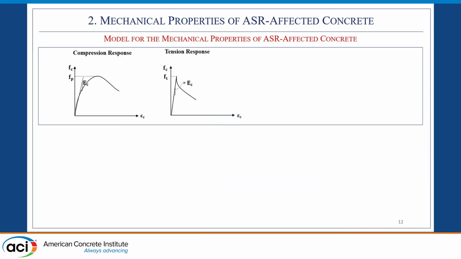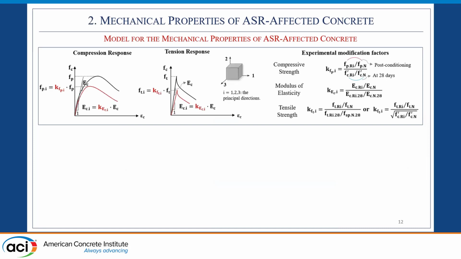So in the case of sound concrete that is not affected by ASR or is simply not cracked, we consider the mechanical properties to be direction independent. Now, the directional variability of ASR-affected concrete we treat by applying modification factors to the compressive strength, modulus of elasticity, and the tensile strength.